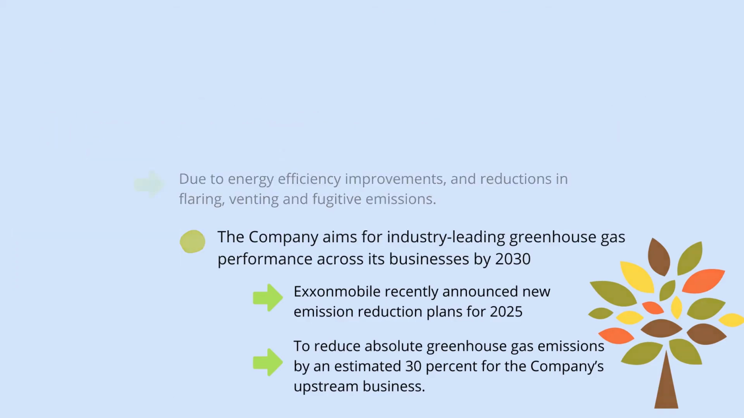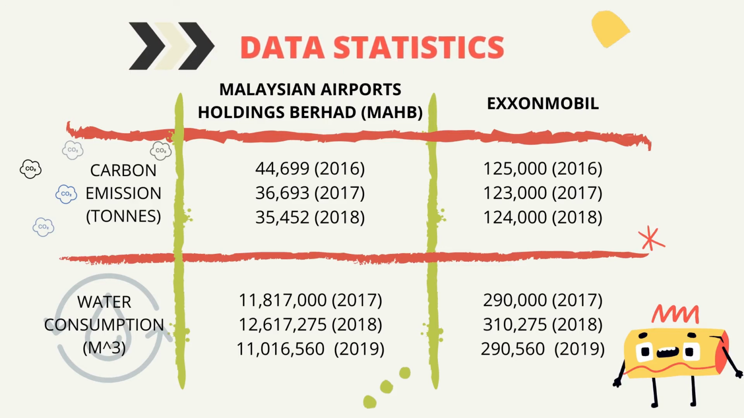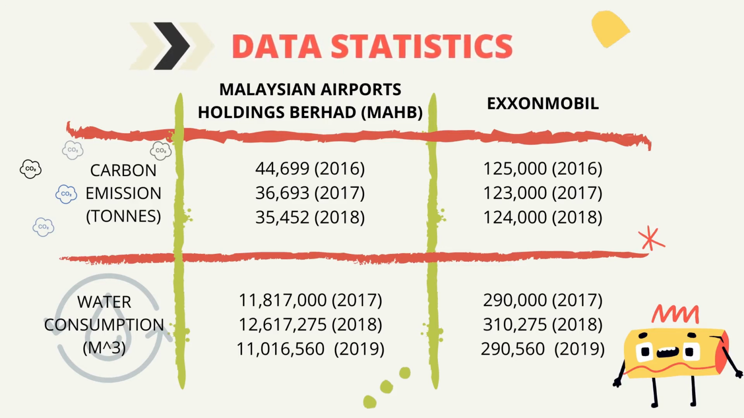Okay, now we are focusing on data statistics between Malaysia Airports Holdings Berhad and ExxonMobil. The first type of data statistic is carbon emission. Carbon emission refers to the discharge of environmentally hazardous substances and greenhouse gases into the atmosphere, such as dust, dark smoke, emissions with metallic compounds, carbon dioxide, methane, nitrous oxide, and many other gases.